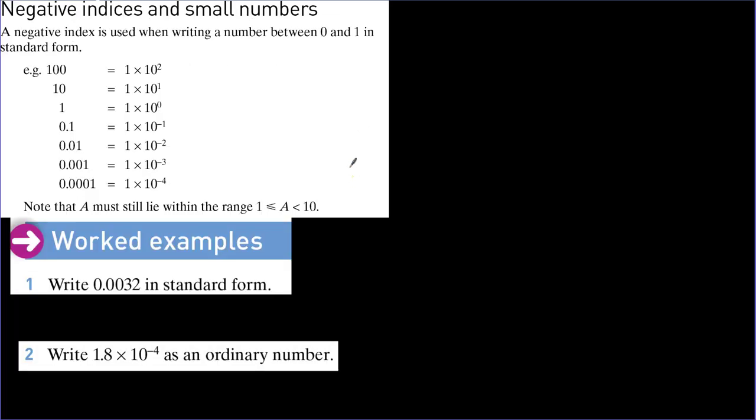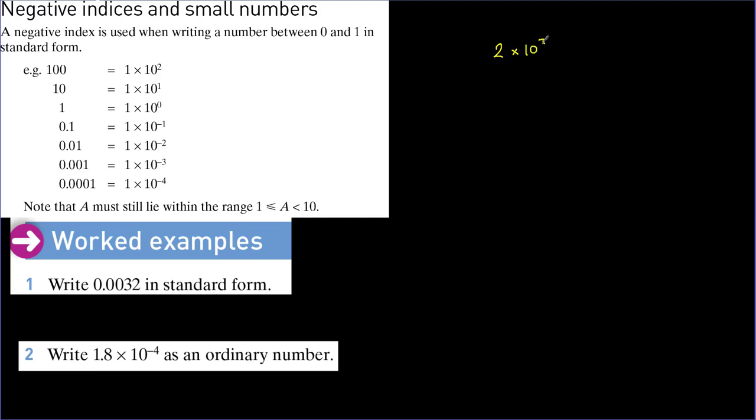Okay, now we are going to continue with the negative indices and I'm going to solve some exercises. But before that, I want to mention that when we are writing 100, it's equal to 1 times 10 to the power of 2. 10 is equal to 10 to the power of 1. 1 is equal to 10 to the power of 0. Then when you go to decimals, 0.1 is 10 to the power of negative 1, negative 2, negative 3, it continues like this.